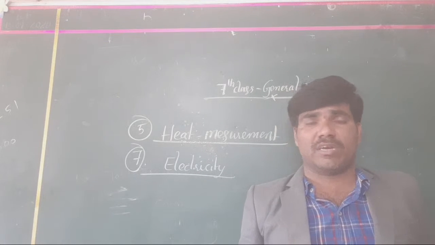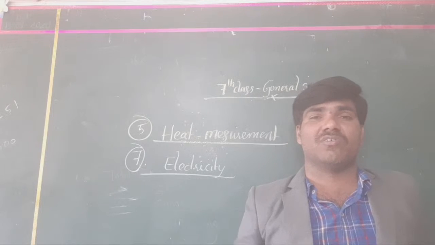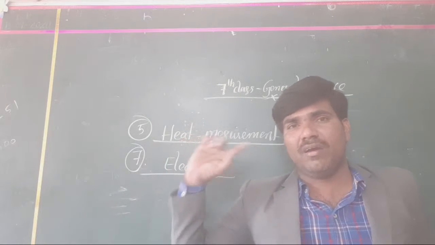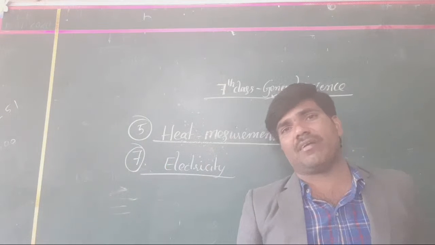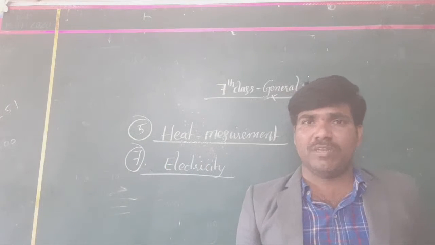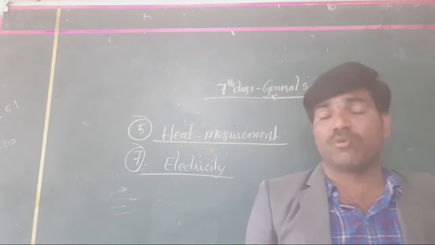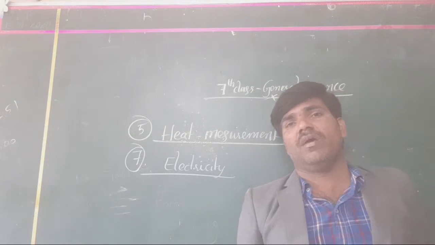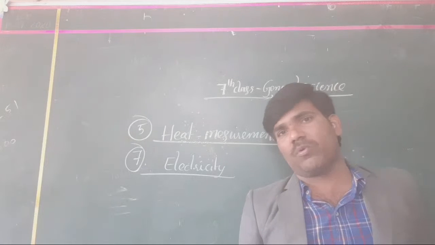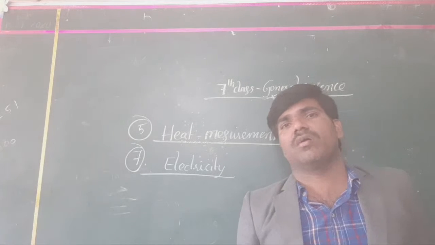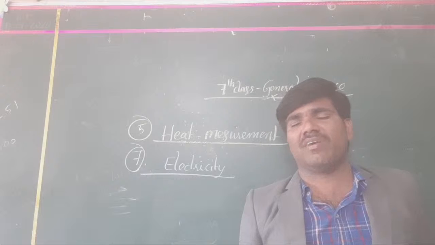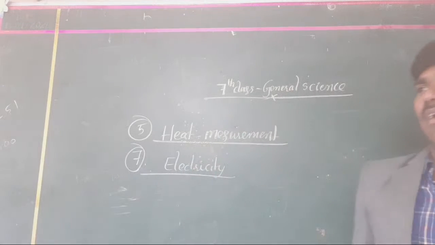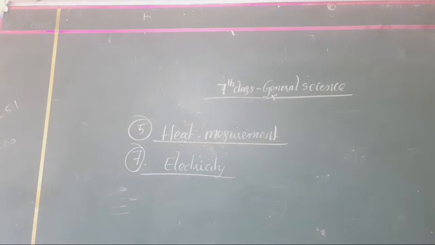How we construct the dry cell, we have already discussed. In that there are chemicals. Outside there is a zinc plate, and inside there is an ammonium chloride solution, as well as carbon powder and one carbon rod. That carbon rod works as the positive terminal.